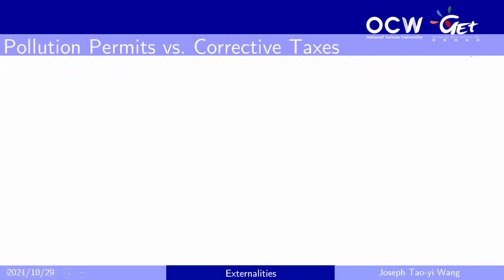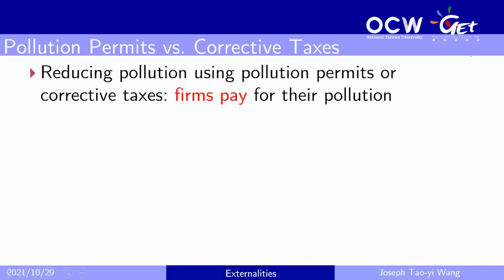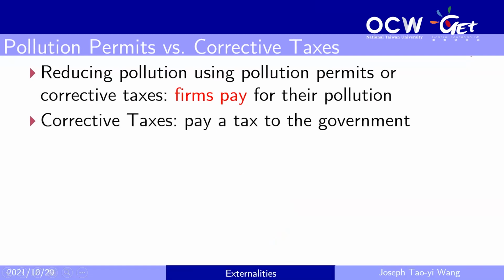Okay, so let's try to compare pollution permits versus corrective taxes. So reducing pollution using pollution permits or corrective taxes, either way, the firms pay for their pollution. So in that sense, this internalizes the externality. So that's why it solves the problem. For corrective taxes, you pay the tax to the government. So the government loves this. Yay, I get money, right? So that's something that's good.